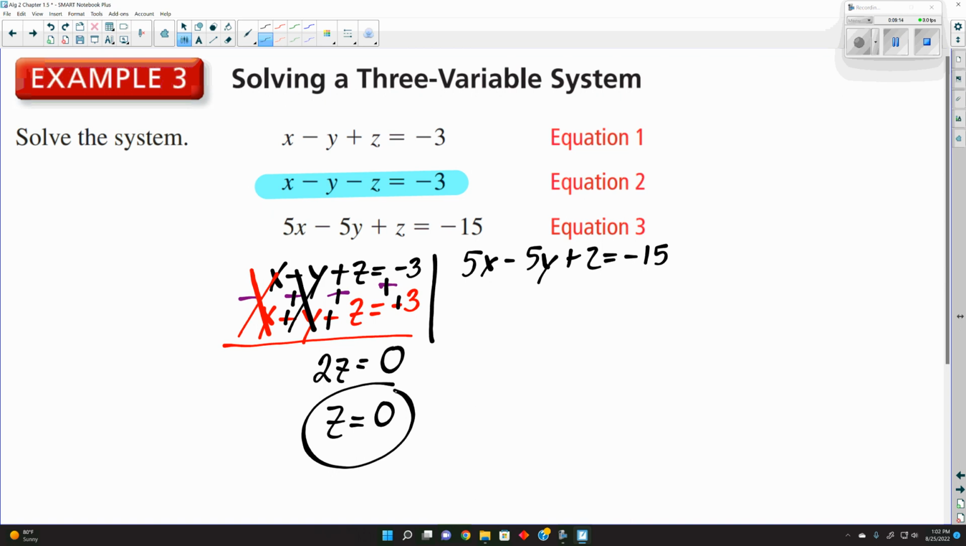Now for the other one, we can multiply this entire equation by what? 5. So we'll multiply everything by 5. So 5 times x is 5x, 5 times negative y is negative 5y, minus 5z equals negative 15.